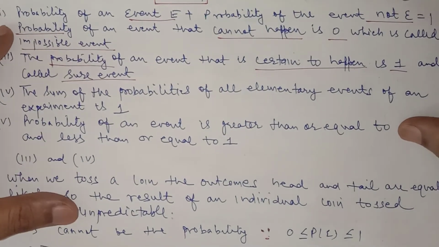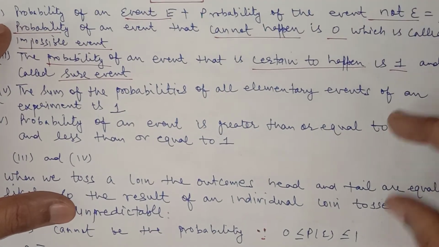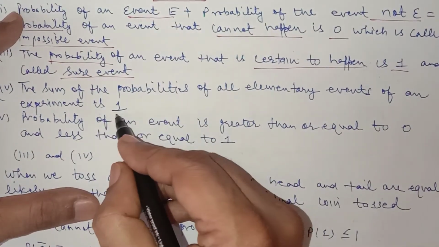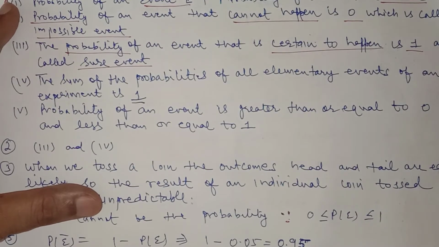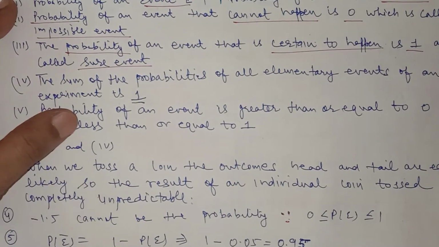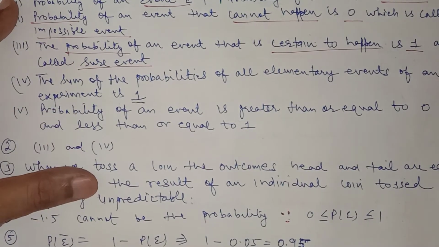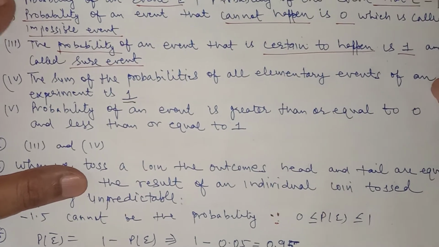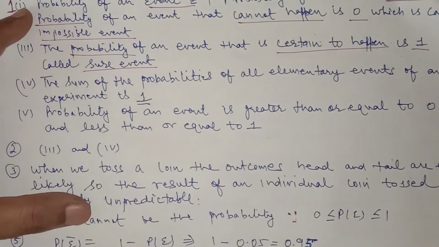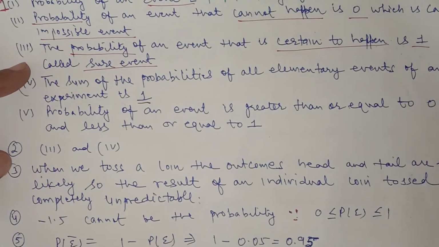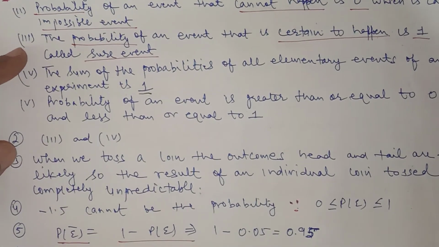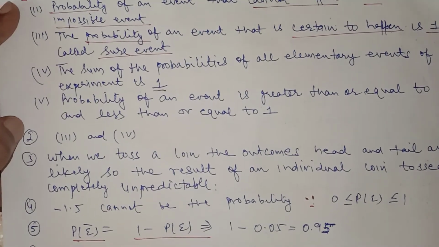The sum of the probabilities of all elementary events of an experiment is 1. I explained just 5 minutes ago that the sum of the probabilities of the elementary events of an experiment is 1. Next, fifth: the probability of an event is always greater than or equal to 0 and less than or equal to 1. I've explained to you that the probability of an event is greater than or equal to 0 and less than or equal to 1. So like this, you can do the second and third questions yourself.